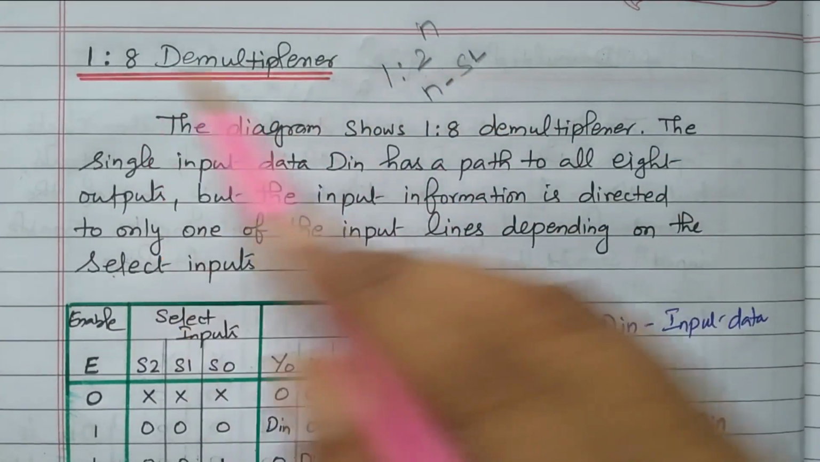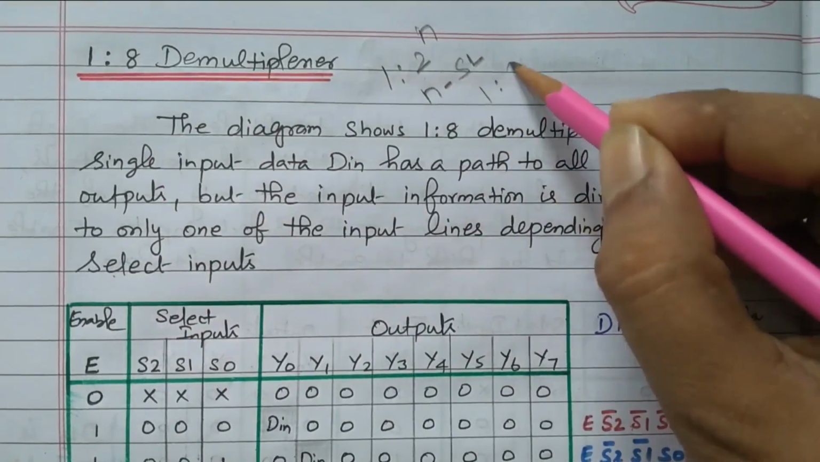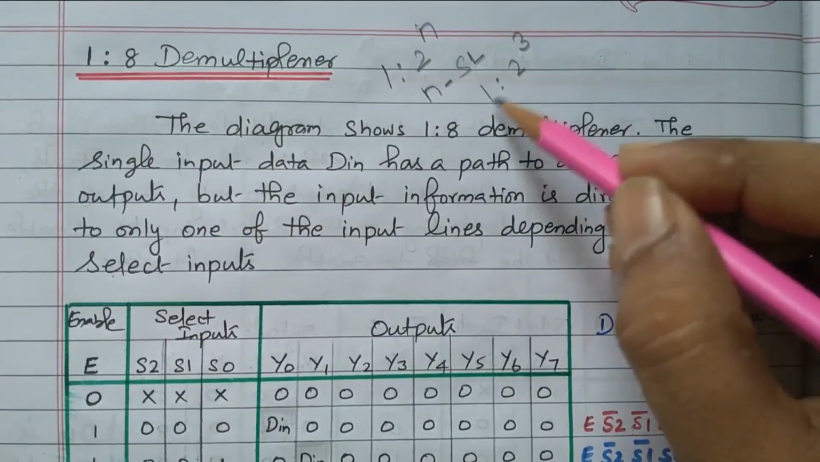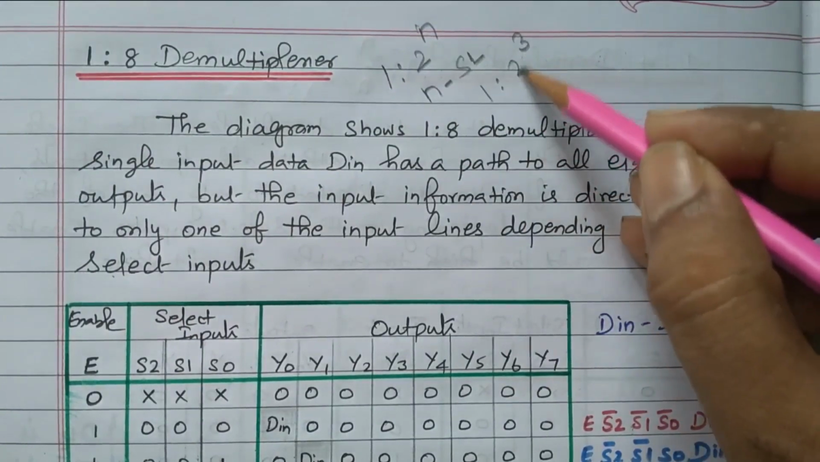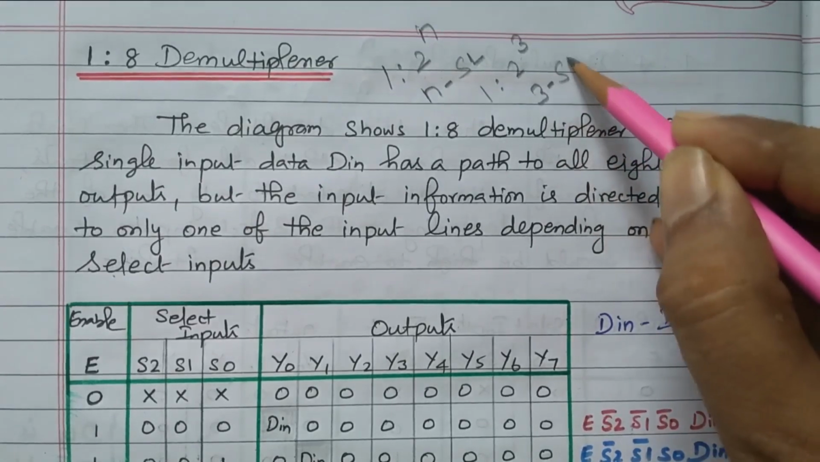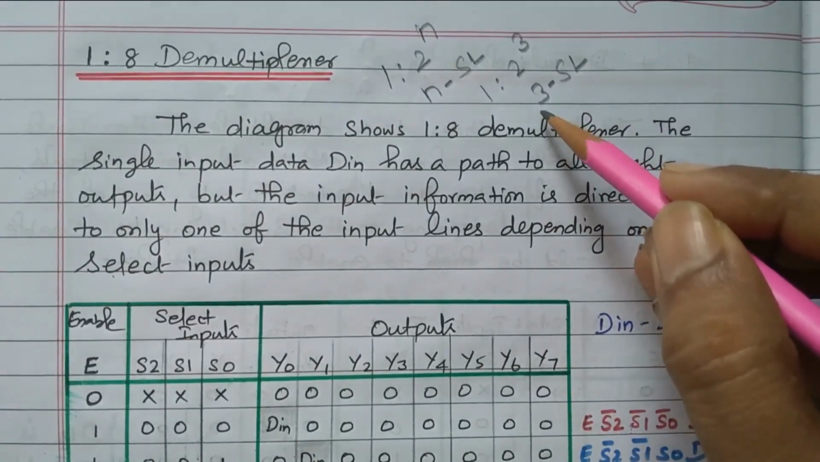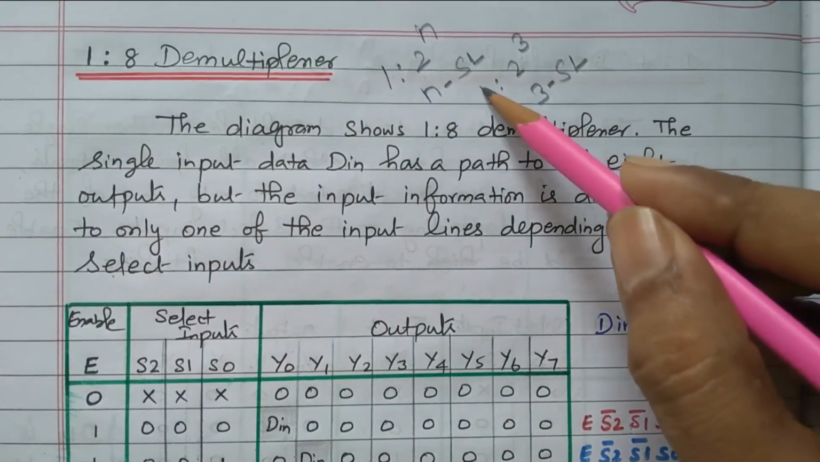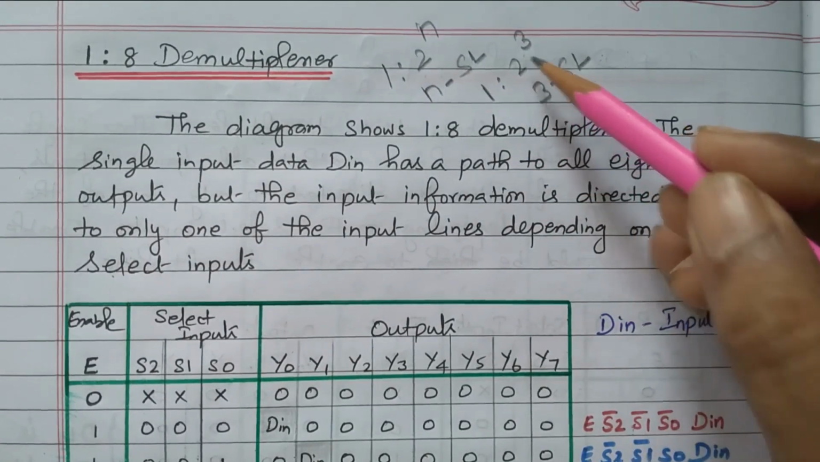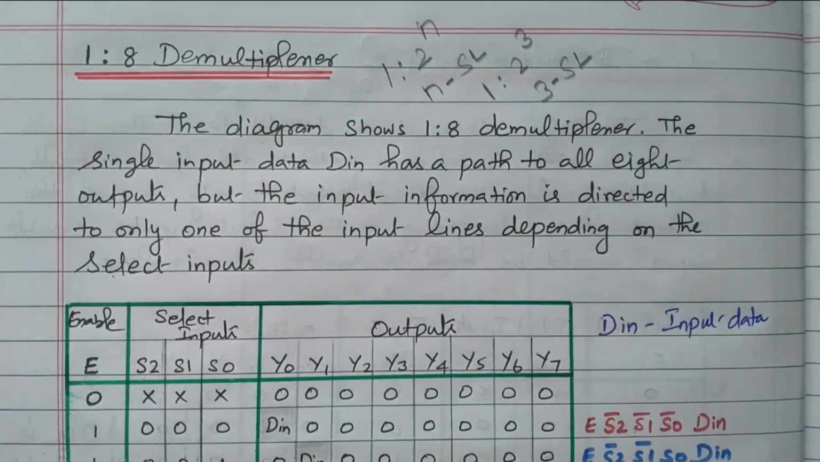So in this case we have 1 to 2 to the power 3, where n equals 3. So we got 1 to 2 to the power 3, which means a 1 to 8 demultiplexer. So we have 3 selection lines. These 3 selection lines will decide how this one input produces the 8 different outputs.